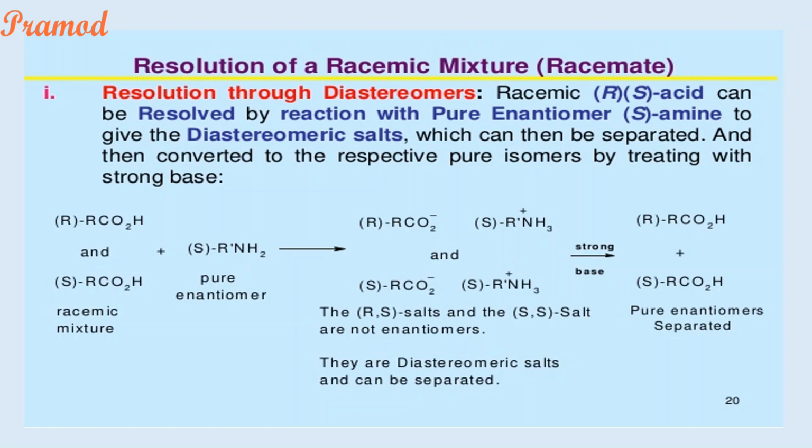Then you treat it with a strong base. When you do, the amide bond which is formed hydrolyzes, and you get your pure enantiomers, which can be separated. So this is how you can use a chemical method for separation, and this is what is used in industry for the separation of your racemic mixture.